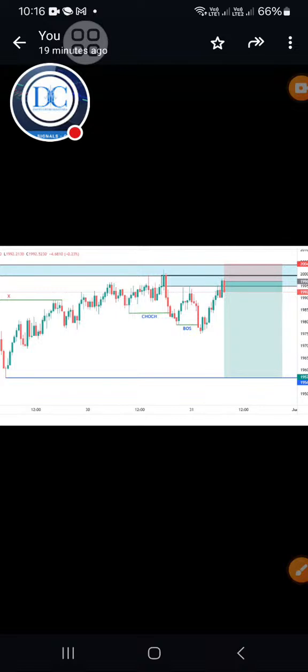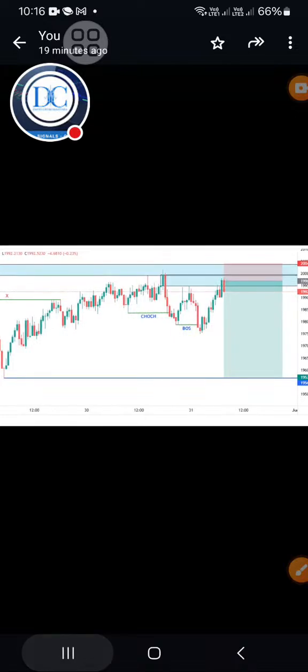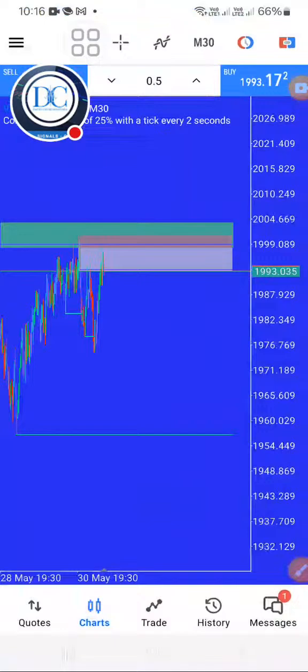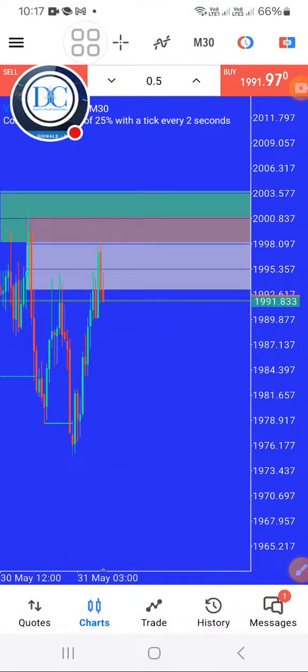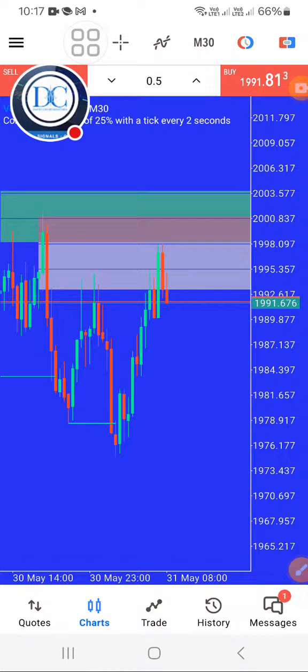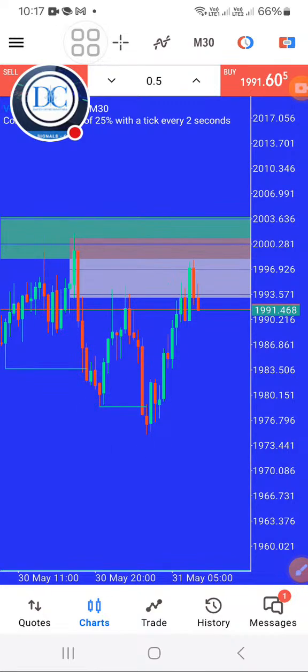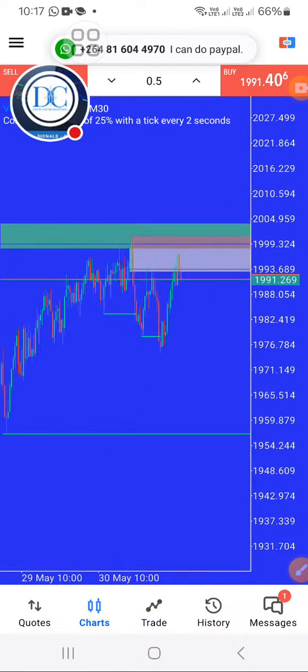What is this telling us? The change of character and the break of structure. Price is now ready to move downwards. Let's quickly go to the charts and see if this is in play. We can see we entered around this area and price is now moving downwards.